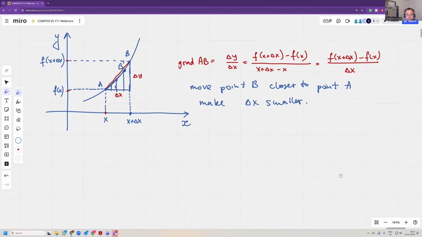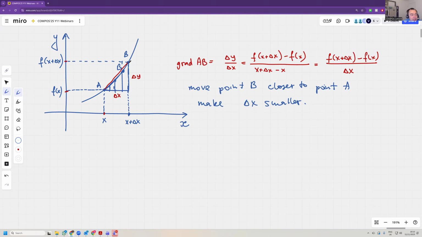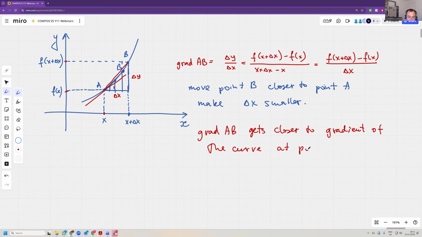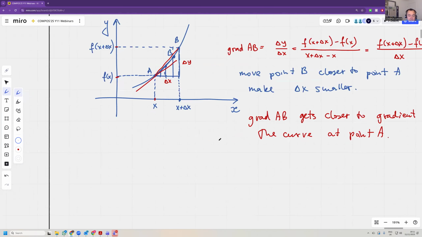Move point B closer to point A, make delta x smaller, and the gradient of line AB becomes the gradient of the curve at point A. So gradient AB gets closer to the gradient of the curve at point A. And that's what a derivative is.